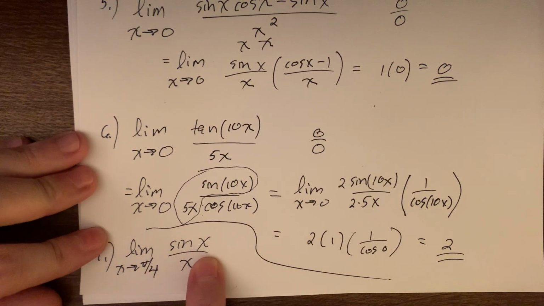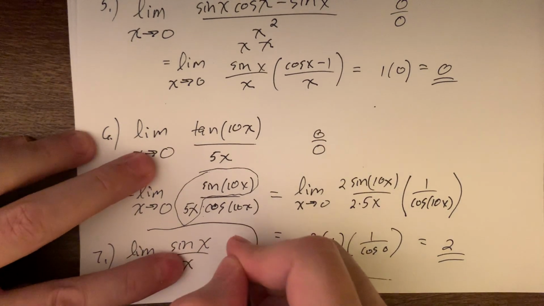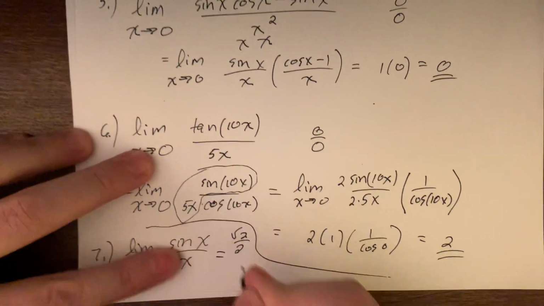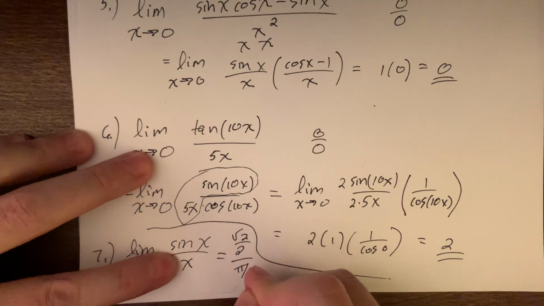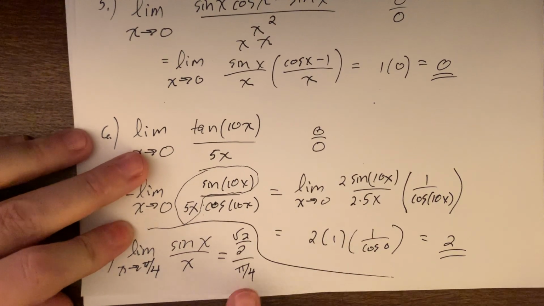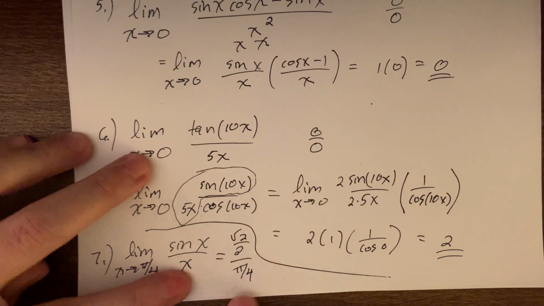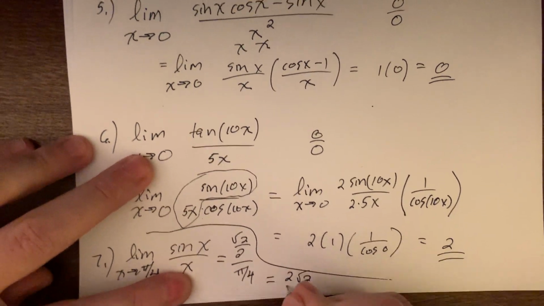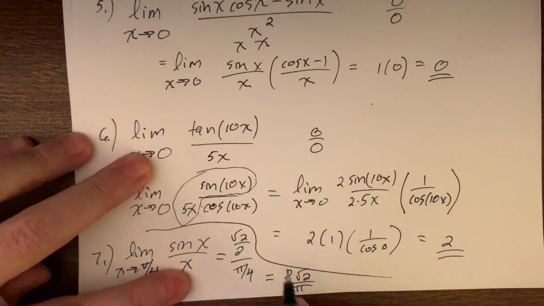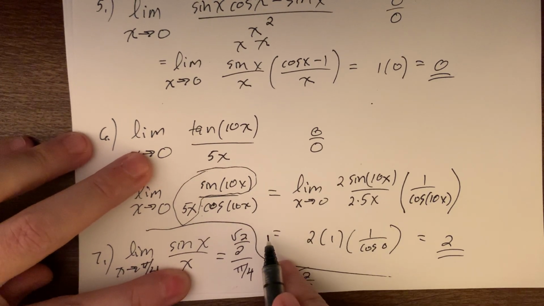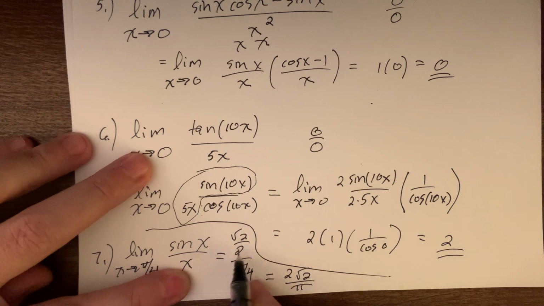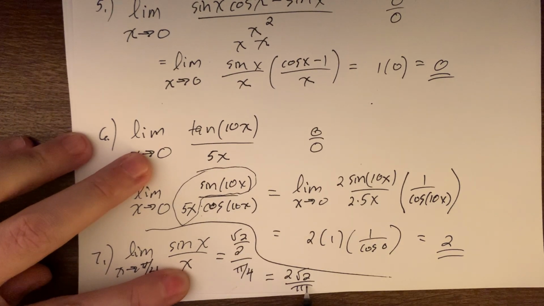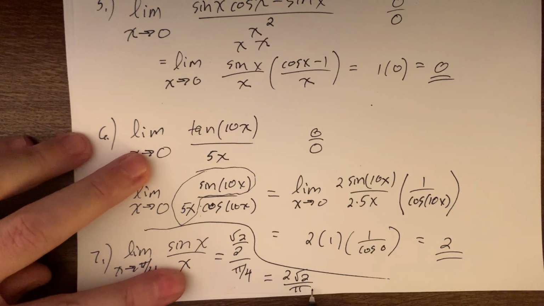All you got to do is plug in. Sine of pi over 4 is radical 2 over 2 over pi over 4, and that may not be a pretty answer. It's not going to be too pretty no matter what. I guess the best you could do, if you multiply by the reciprocal, 4 over pi, the 4 and the 2 would reduce, so you get 2 times radical 2 over pi. That seems to be about the best we could do for that problem.